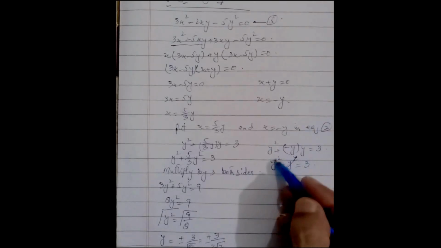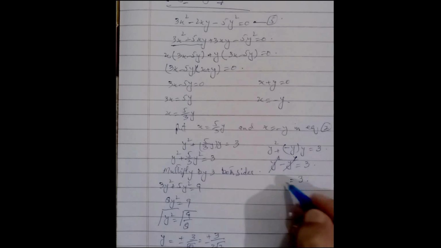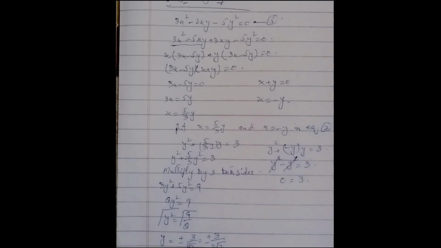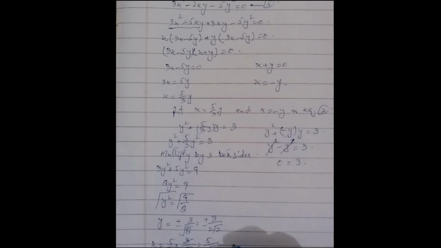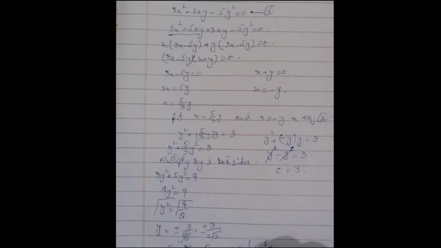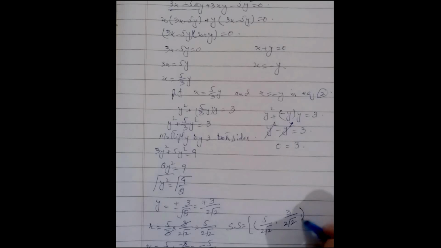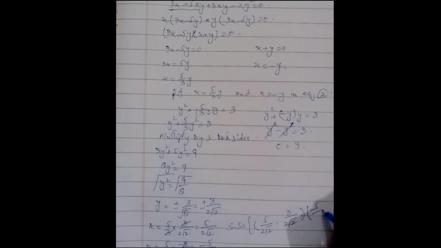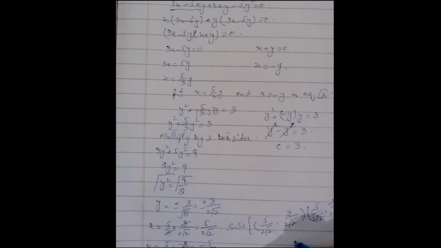And y square minus y square cancel each other. 0 is equal to 3. And in this way, we get no solution of y and then solution of x. So the solution set of the question is, we have 5 over 2 square root 2, 3 over 2 square root 2, and the other value is minus 5 over 2 square root 2 and minus 3 over 2 square root 2.